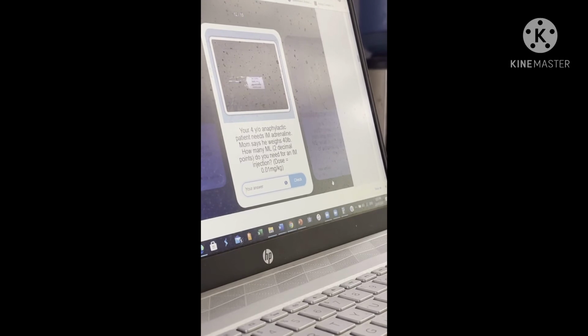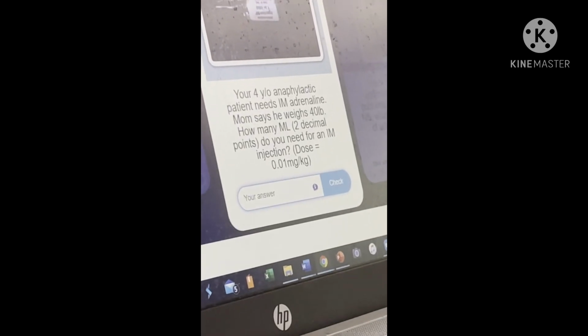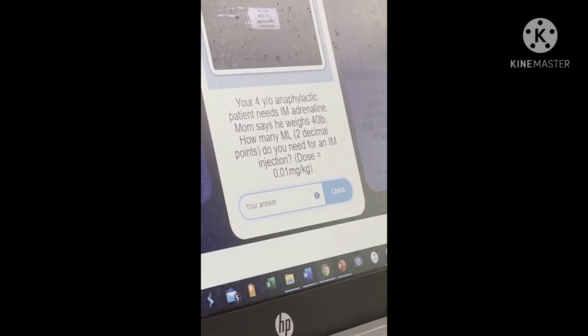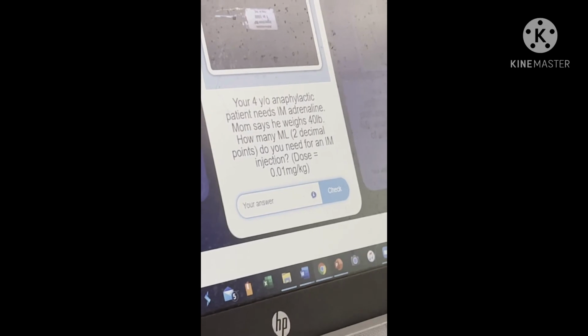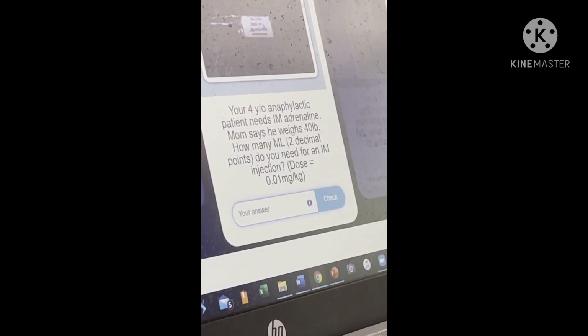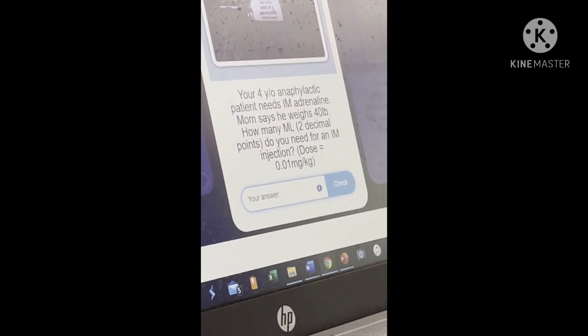Your 4-year-old anaphylactic patient needs IM adrenaline. Mom says he weighs 40 pounds. How many mil to 2 decimal points do you need for an IM injection? And your dose is 0.01 milligrams per kilo. Okay, so again, we need to work out what 40 pounds is.